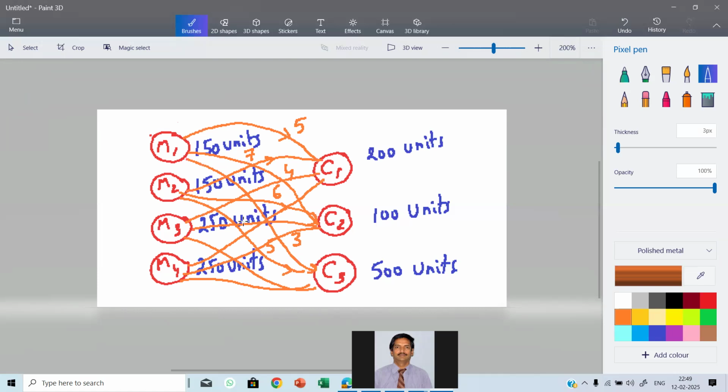Okay. So these are called sources. All these are called destinations, right? These are called sources and these are called destinations, right? Now I will take a very small example. I will show you in Excel.